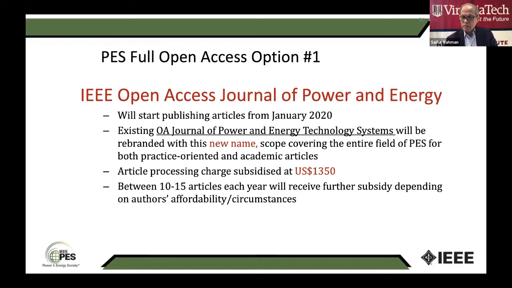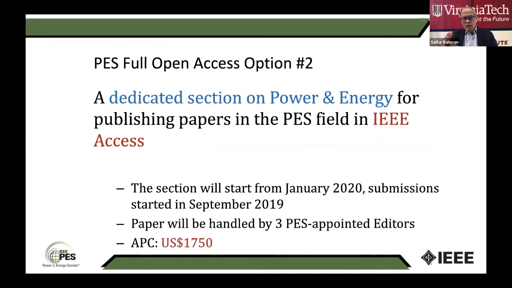Our society also has an open access journal called IEEE Open Access Journal of Power and Energy. You look it up, and this is the money you have to pay, $1,350 to publish it. Once it is published, it is open, meaning anybody can see it without paying a subscription fee. We have another one, Open Access IEEE, which is more expensive, $1,750.